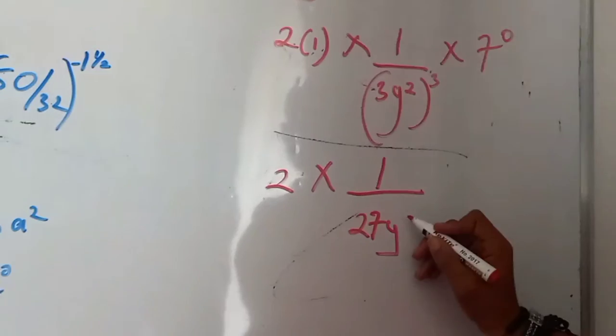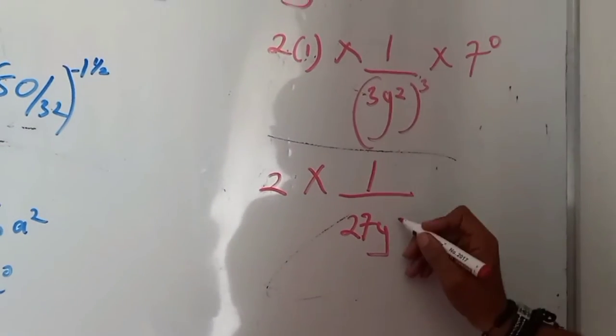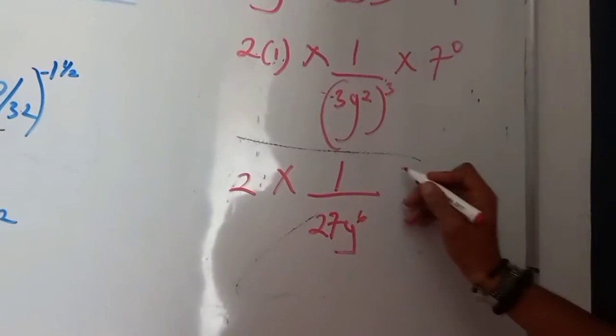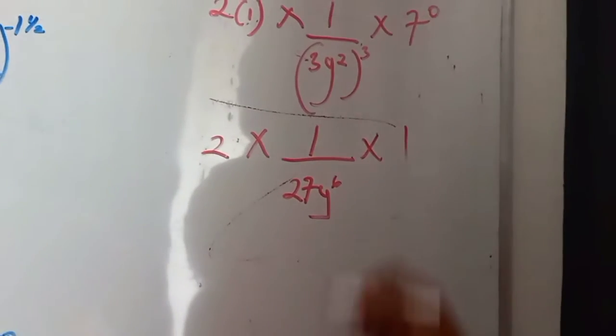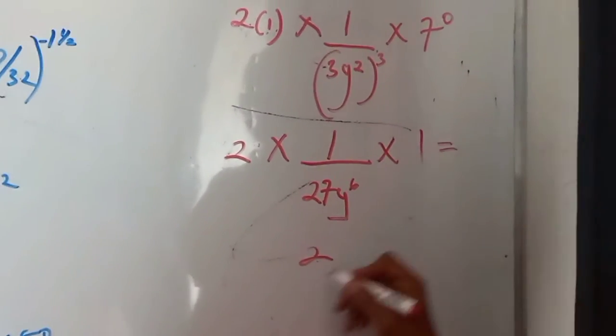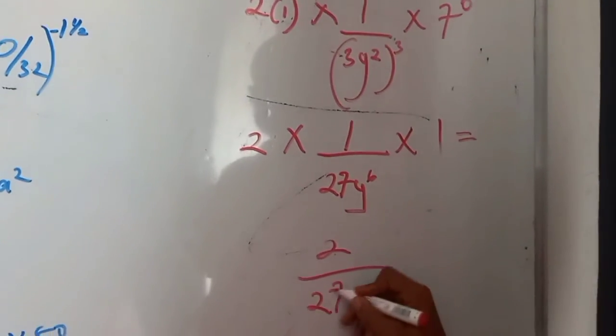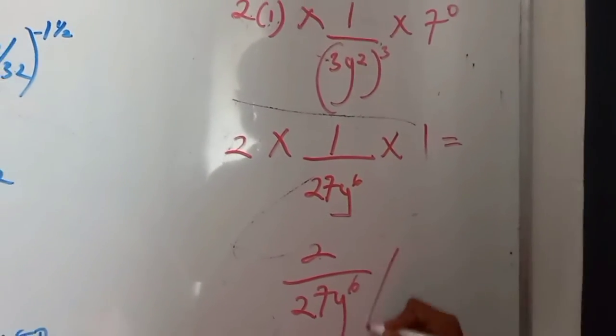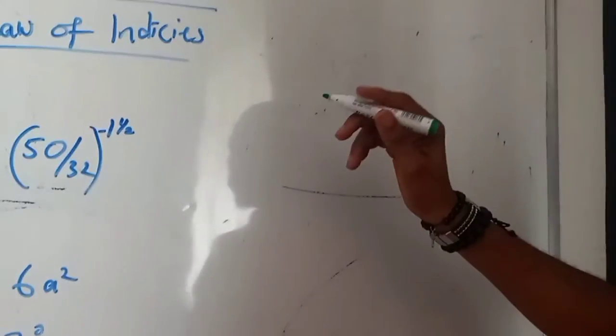27y. 2 plus 3 is what? 2 times 3 is what? 6 times 1. 2 times 1, 2 times 1 is what? 2 equals 2 over 27y raised to power 6. This is our final answer. Let's go to number 3 question.